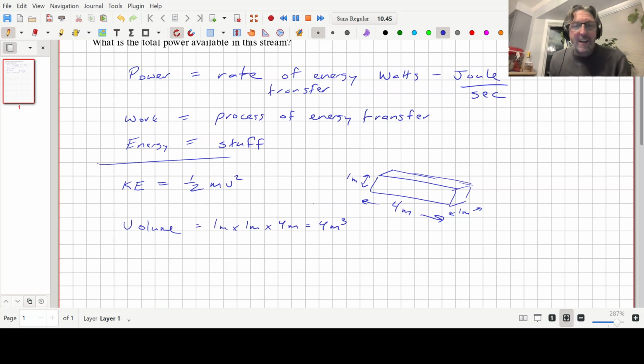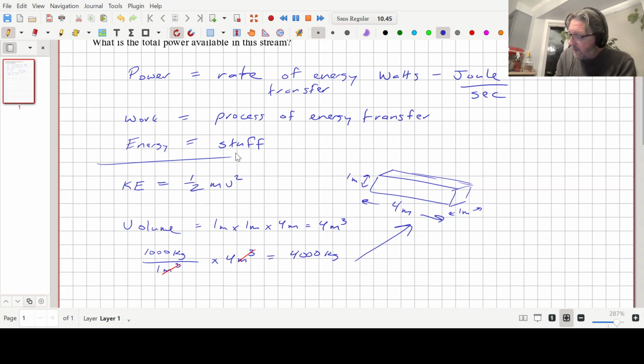That might not sound like a lot, but it's actually a lot of water that fits in there, because water has a density of 1,000 kilograms for every cubic meter. So 1,000 kilograms per 1 cubic meter times 4 cubic meters, and those units cancel for me. So that's going to tell me that there's 4,000 kilograms of water in that box. So just sitting there in the 1 meter up above the little waterfall, there's 4,000 kilograms of water.